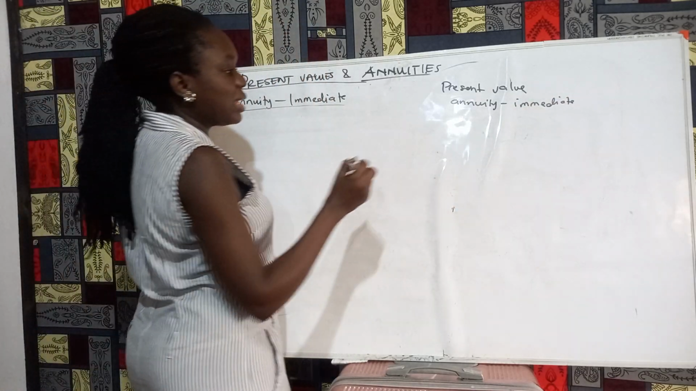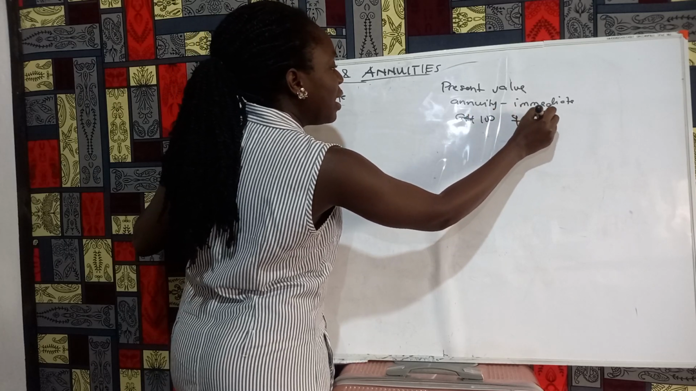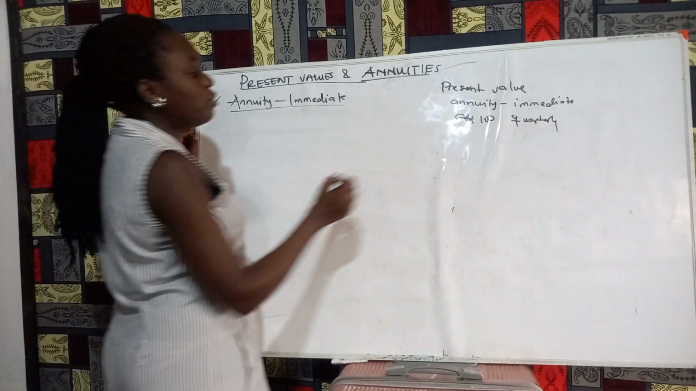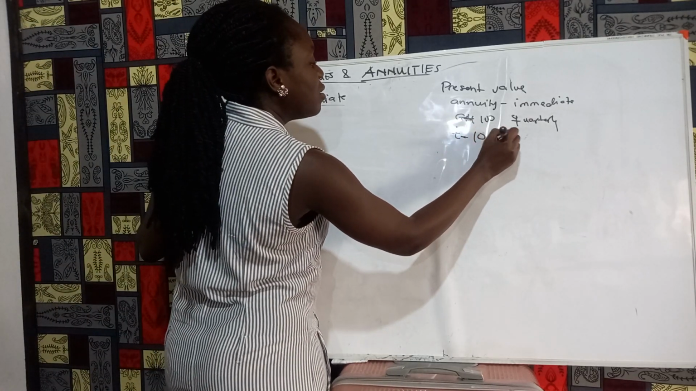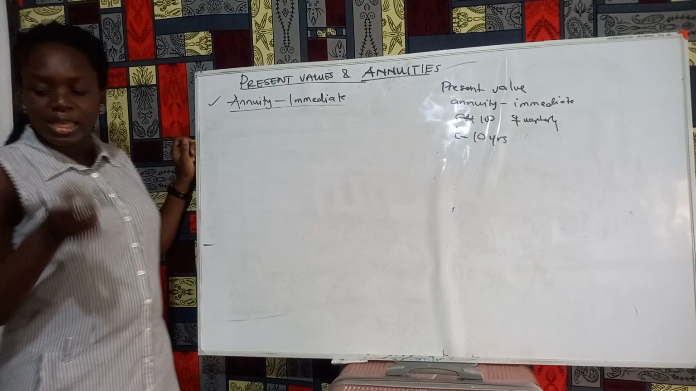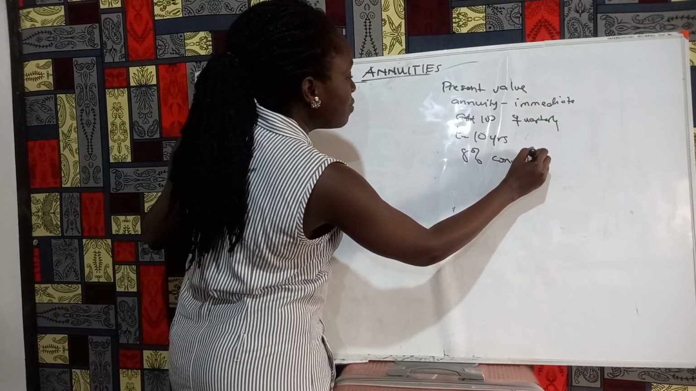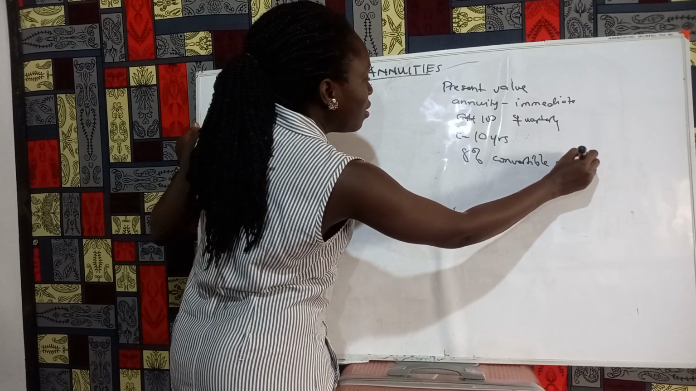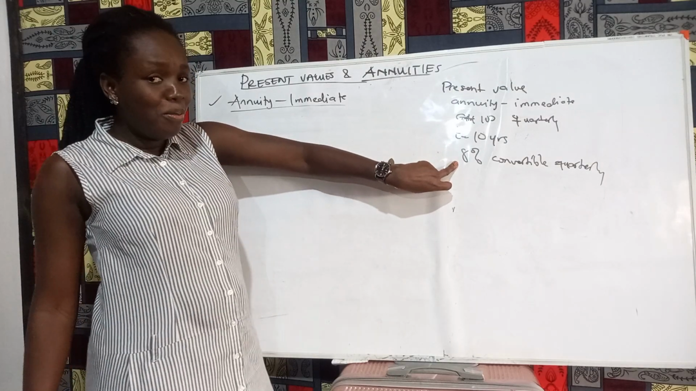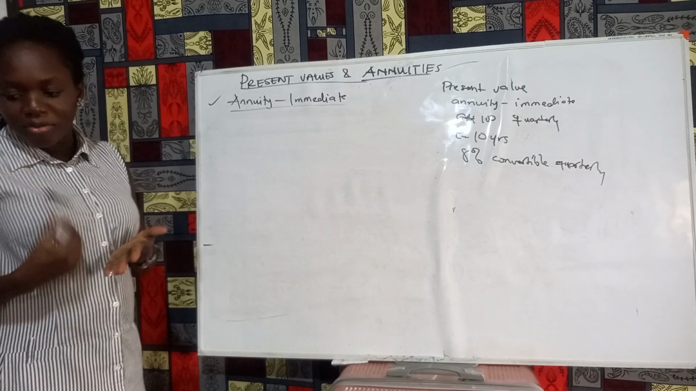Amount involved is 100 Ghana cedis. It's paid every quarter in the year, which means it's paid 4 times in a year. Time involved is 10 years. And interest rate involved is 8% convertible quarterly. So the payment is made every quarter, interest is converted every quarter. Great. So how do we solve this?